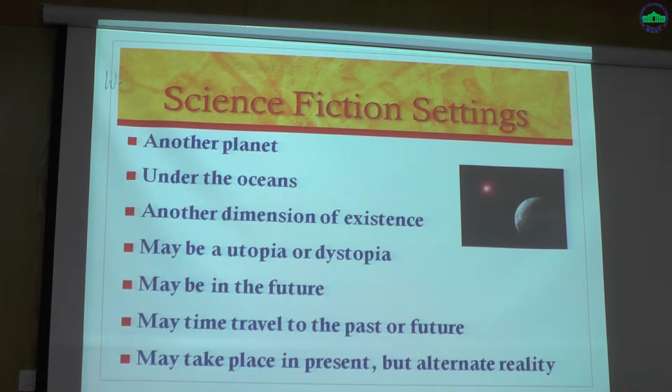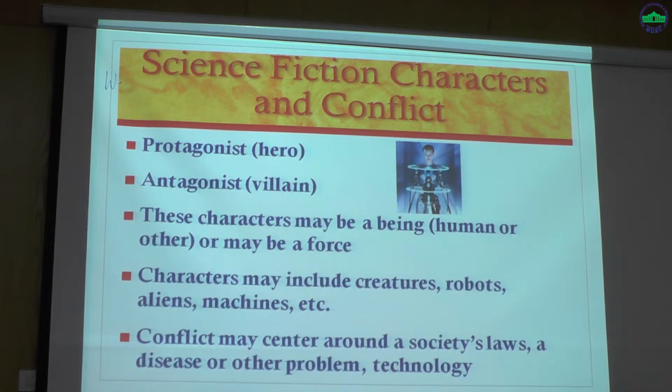Science fiction settings. We have a story on a different planet, a life on a different planet, maybe under oceans. This is another dimension of existence, a different life. Maybe utopia, maybe dystopia, but in most futuristic stories, dystopia. Future, travel to the past or to the future, taking place in the present, all alternative reality. Alternate reality means a parallel world, a different one, like Alice in Wonderland. She entered an alternate reality. We have the protagonist, which is Margot in our story. We have the antagonist, who is William and the rest of the children.